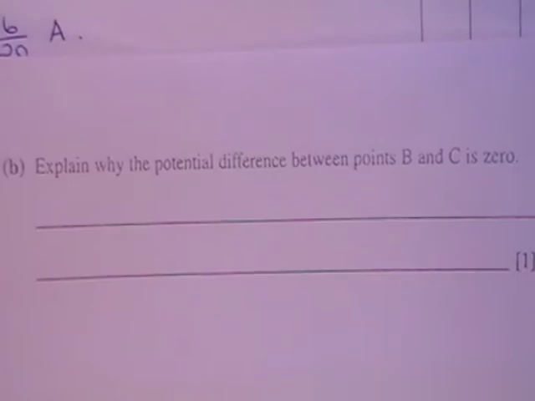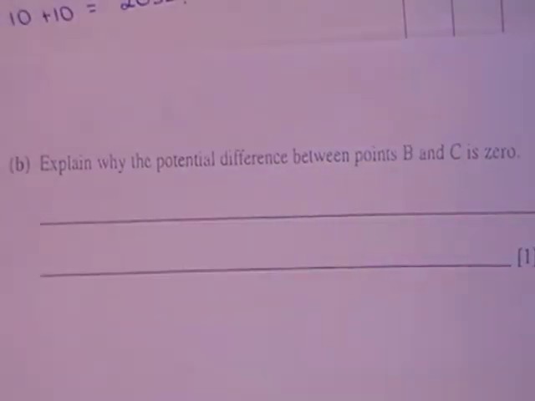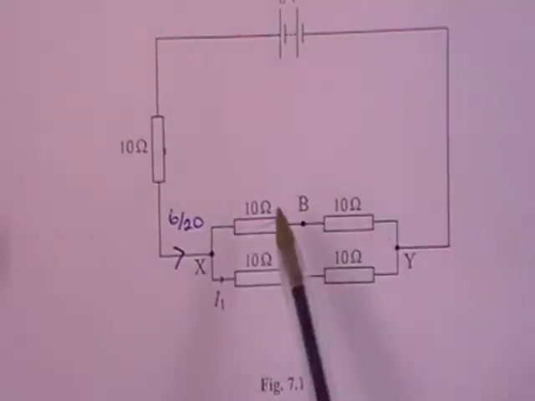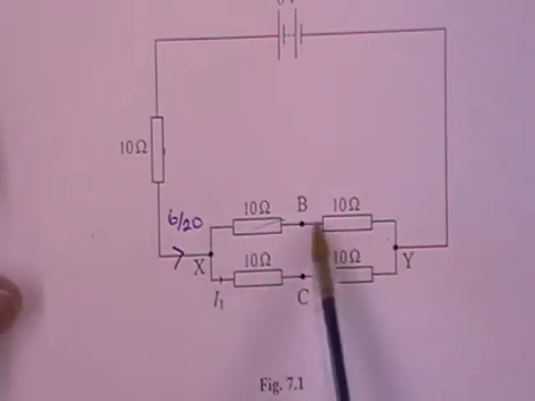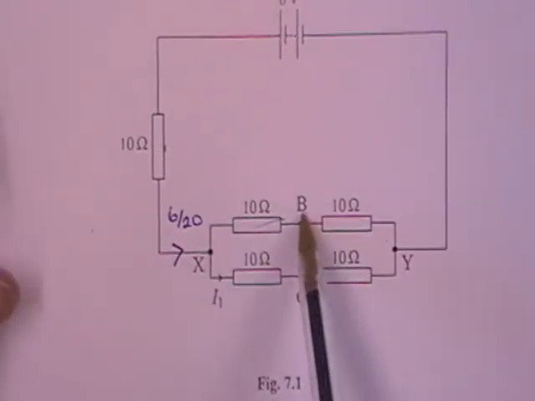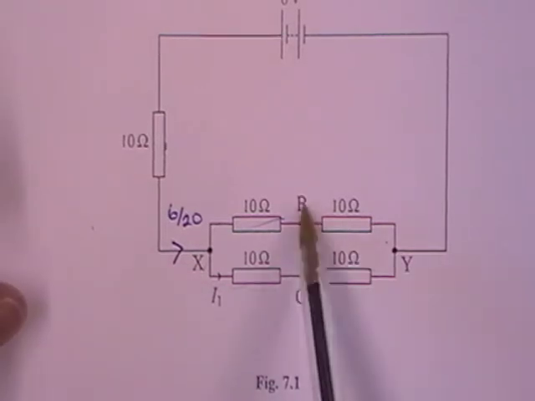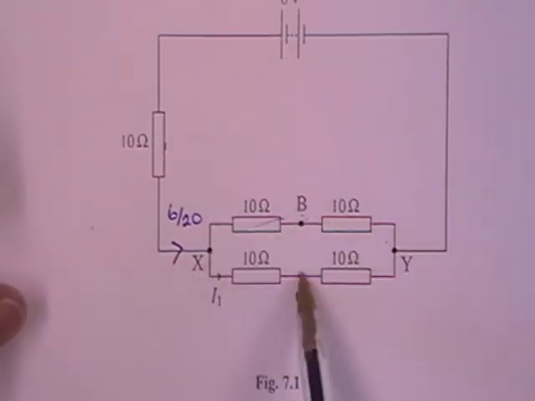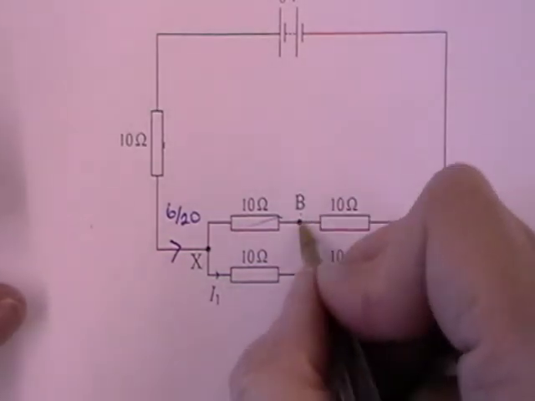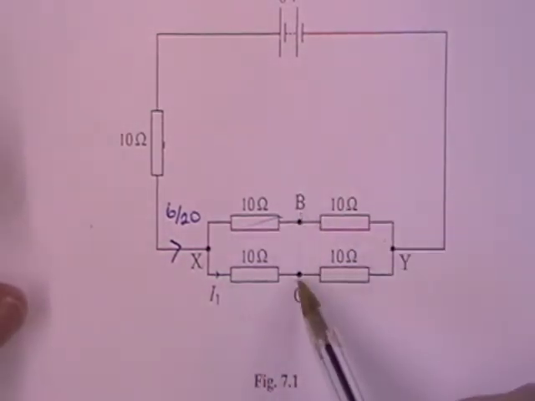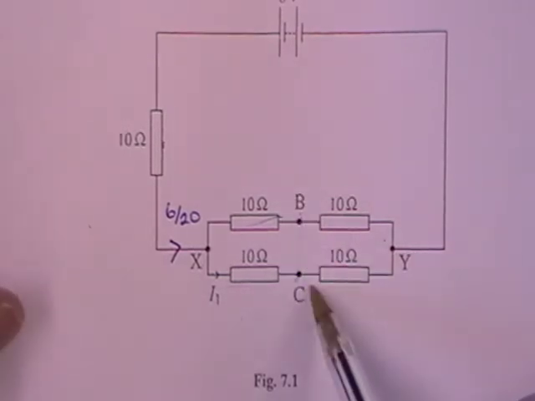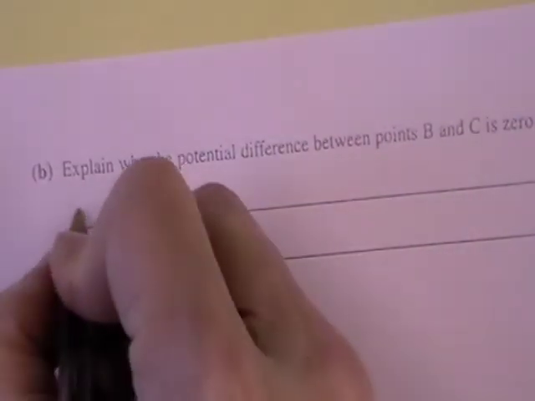And the last part of the question, explain why the potential difference between the points B and C is 0. And so the potential difference between the points B and C, because the two lines are exactly the same, there's absolutely no difference in the potential between those 2 points. In other words, the voltage across here is equal to the voltage across here. So if you joined even a line there, you would see there's no difference in potential between those 2 points. No current will flow from one to the other, and therefore that's why the potential difference between them is 0. So the answer is they are both at the same potential.